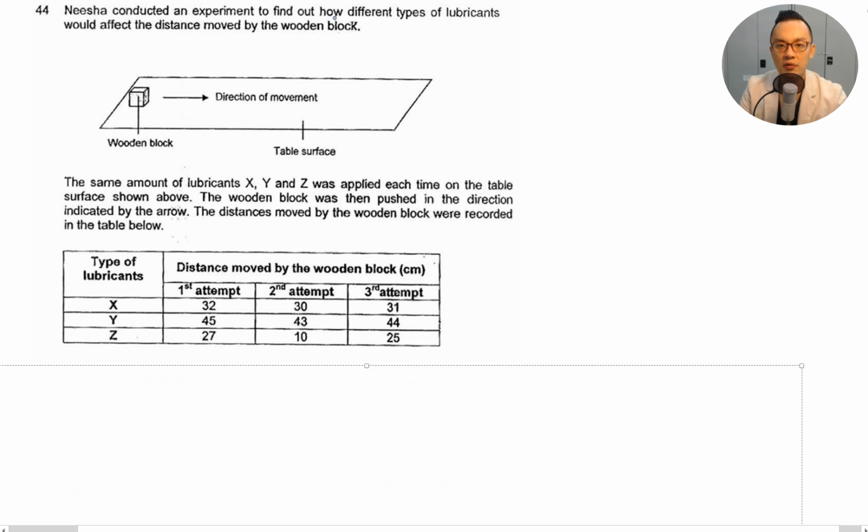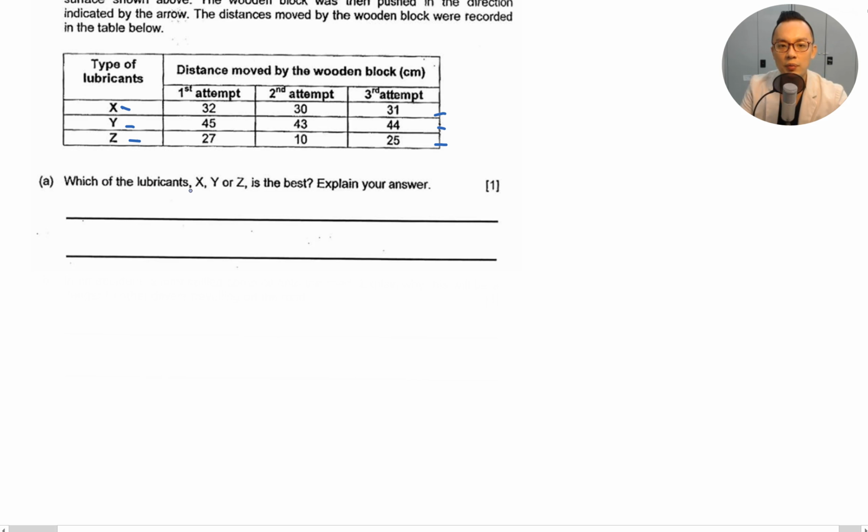So I conducted an experiment to find out different types of lubricants. Again, distance. So increase in distance is reduce in frictional force. The further it travels, the lower the frictional force. The same amount of lubricant was applied, the wooden block was pushed. So type of lubricant, you have X, Y, and Z. 3 attempts altogether, 30 plus, 40 plus, 20 plus. Let's look at the question. Which of the lubricants X, Y, Z is the best? Explain your answer. So best lubricant means lowest frictional force, which means greatest distance. Look at the distance, which is Y.